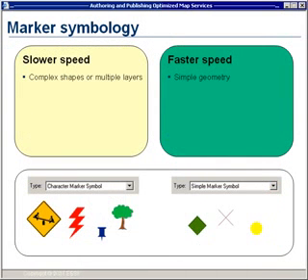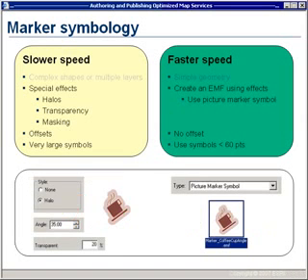First, marker symbols. Complex shapes or multiple layers in a marker symbol will impact the time it takes to render. In the case of marker symbols, the use of special effects such as halos, transparency, masking, and the application of offsets and large symbol sizes can really add up. If you feel that these effects are necessary, one suggestion is to create an EMF file for the symbol and then create a picture symbol with the EMF file instead.